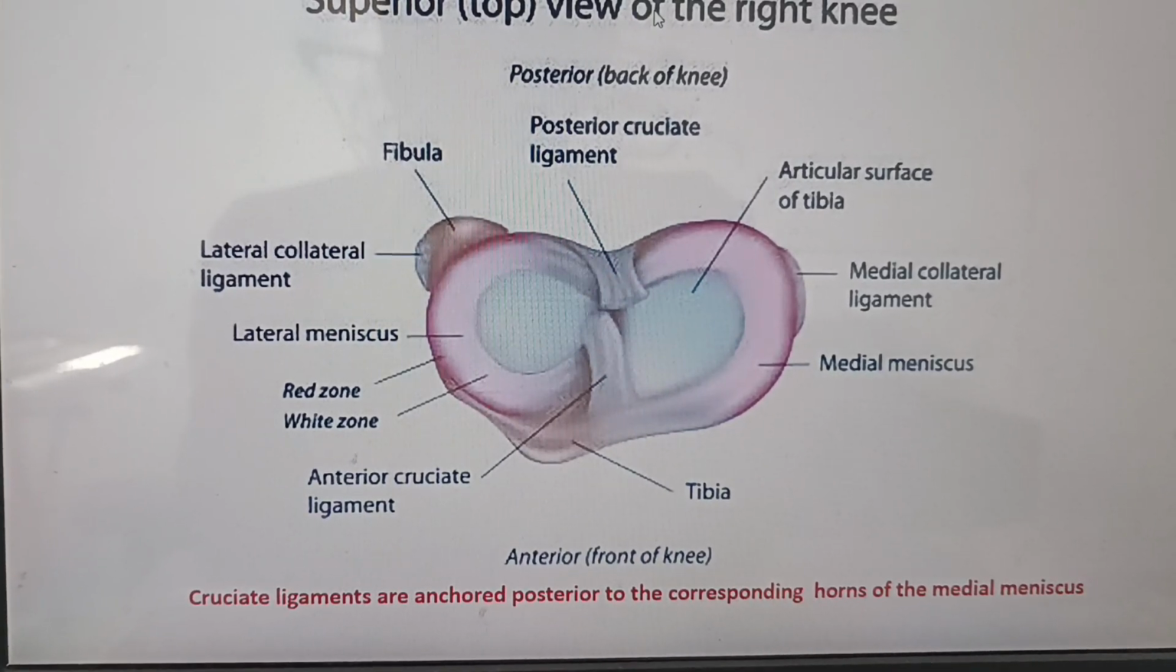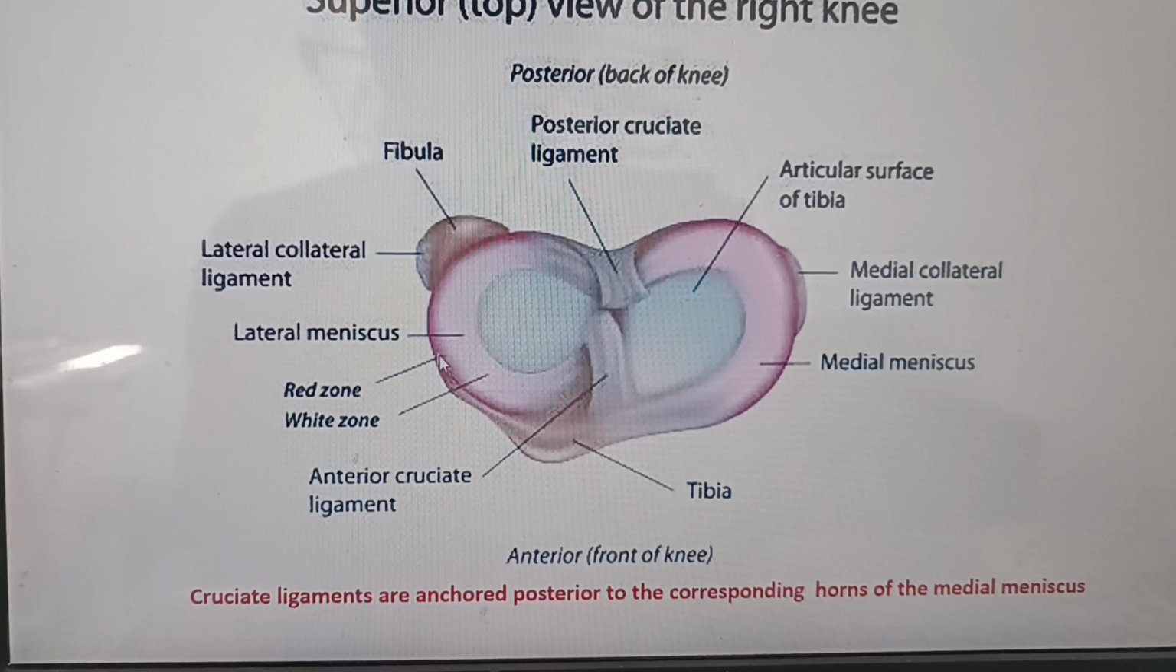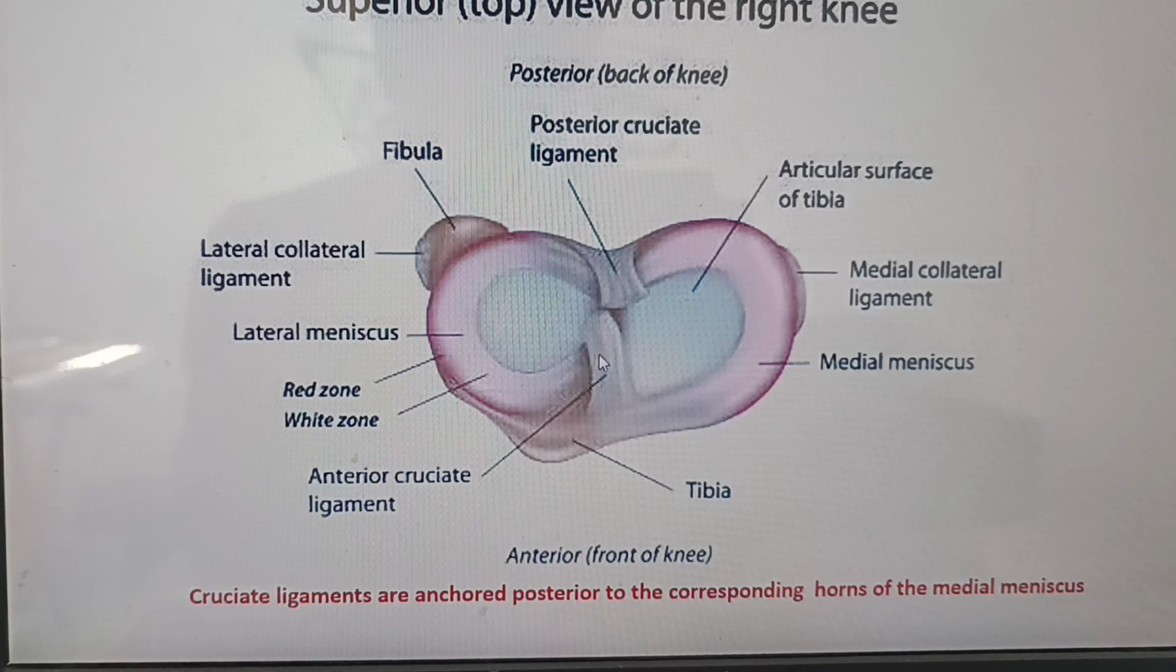That is the superior view of the right knee. You can see two menisci, the medial meniscus, the large one, and the lateral meniscus, the smaller one. The medial meniscus is large and oval with two horns, an anterior horn and a posterior horn, while the lateral meniscus is smaller and circular with a corresponding anterior horn and posterior horn.